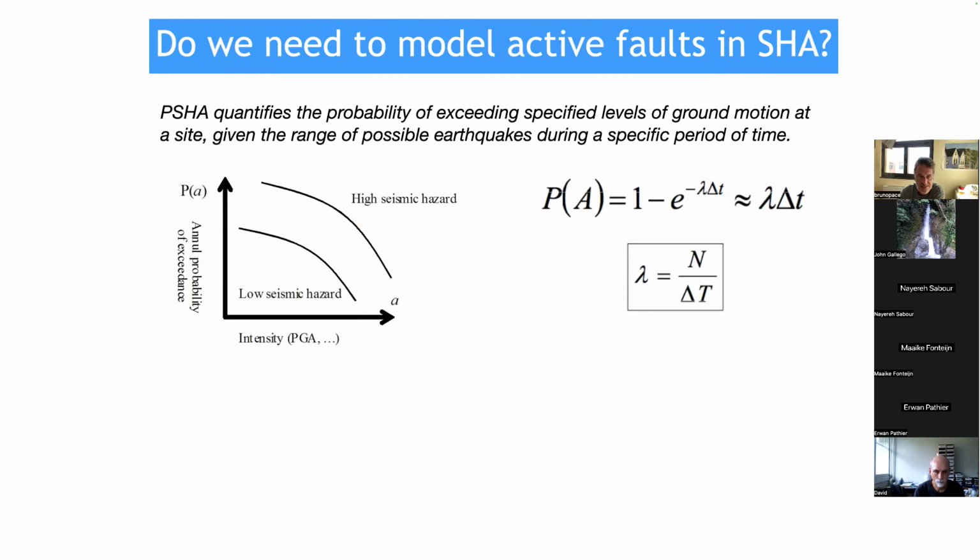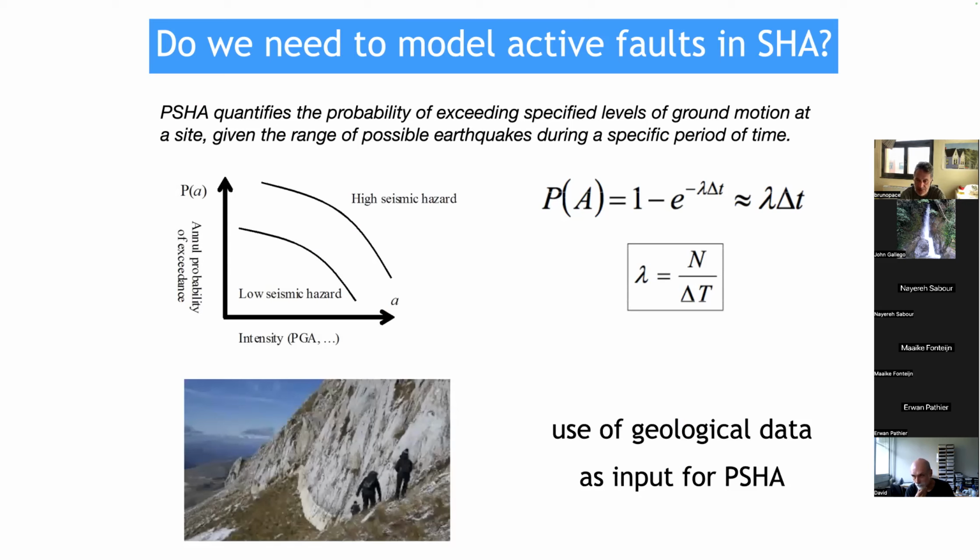As we said, probabilistic seismic hazard assessment quantifies the probability of exceeding specific levels of ground motion at a site, given the range of possible earthquakes during a specific period of time. In a classical Poissonian approach, the probability is given mainly by this lambda value, the number of events evaluated or counted from the catalogs in a range of time. So it's a very simple approach. But in the last years the use of geological data as input for probabilistic seismic hazard models has been improving more and more, and is now quite diffuse and common for all the models.